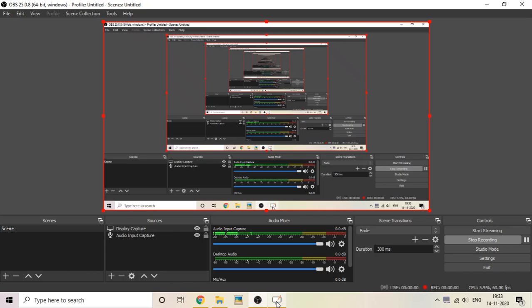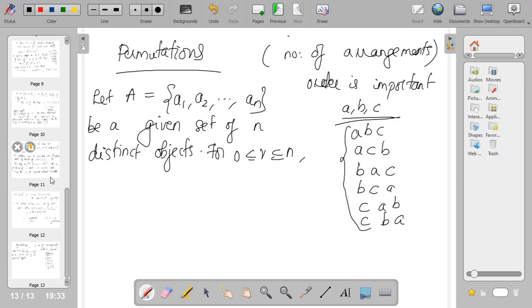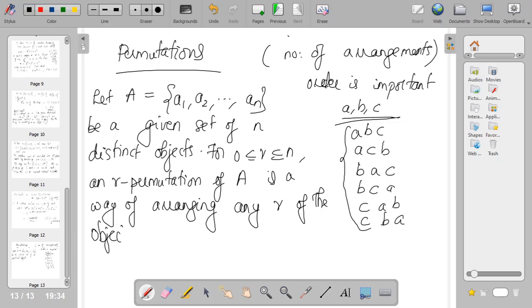For 0 less than or equal to r less than or equal to n, an r permutation of A is a way of arranging any r of the objects of A in a row.